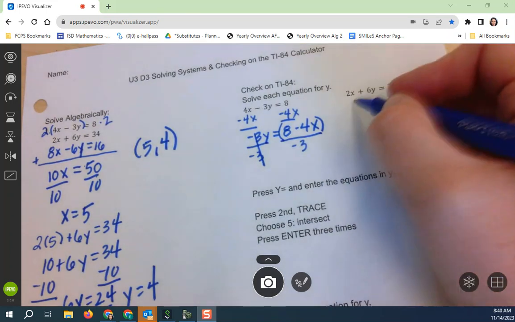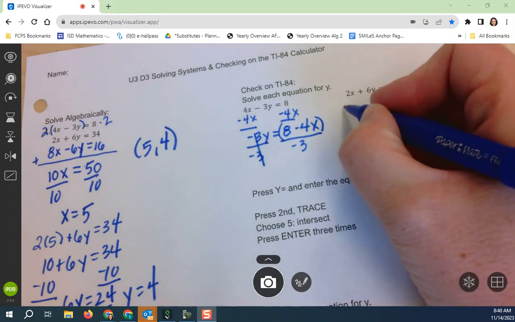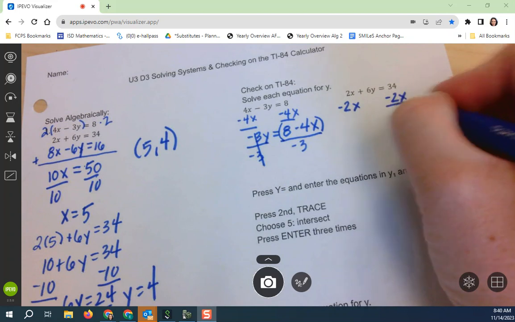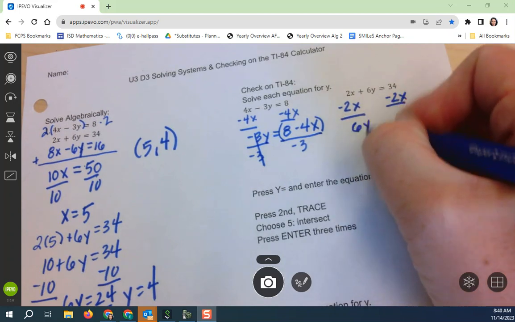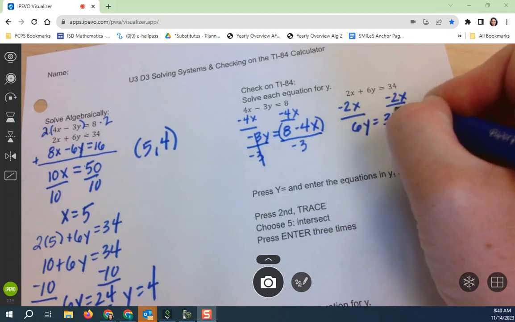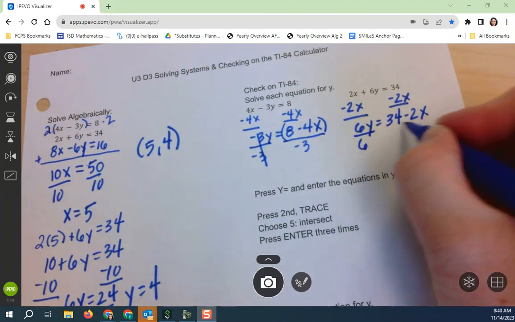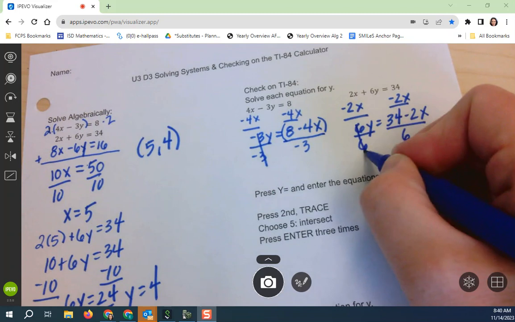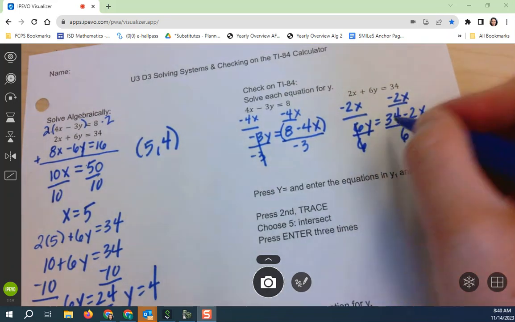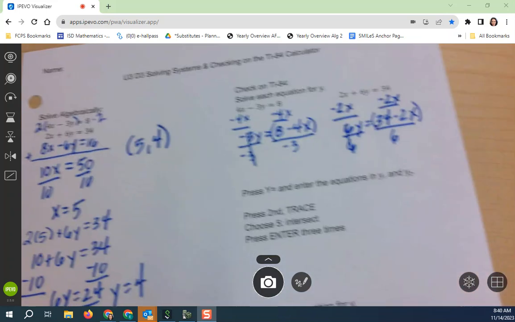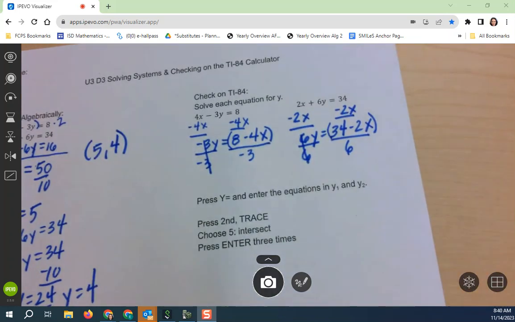But next we're going to do this one. To get the y by itself, I'm going to subtract the 2x. 6y equals 34 minus 2x. And then divide the 6. All right, and I'm going to put parentheses on this. Now you can write that out again with the y by itself, but it's essentially going to look the same.